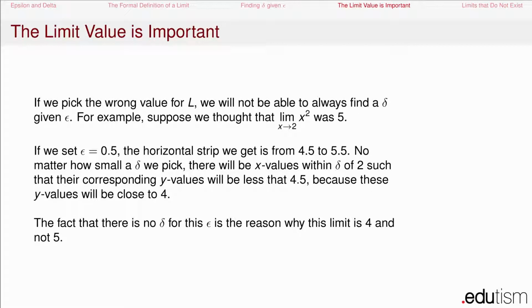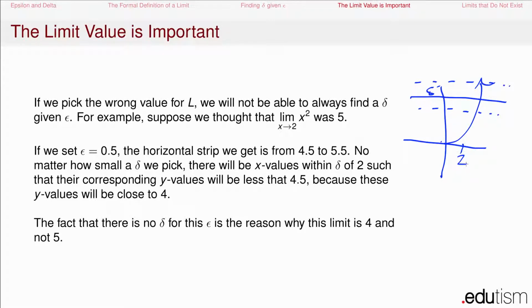And for the limit to be a certain value, there needs to be a delta for every epsilon for that limit value. If the limit value is 5, and we've got the limit of x squared, we'll show that there is no delta for, for example, epsilon equals 0.5. So if epsilon equals 0.5, we want our y values to be within 0.5 of 5. So here's 5, and we can take a strip between 5.5 and 4.5. And we have here the graph of y equals x squared.